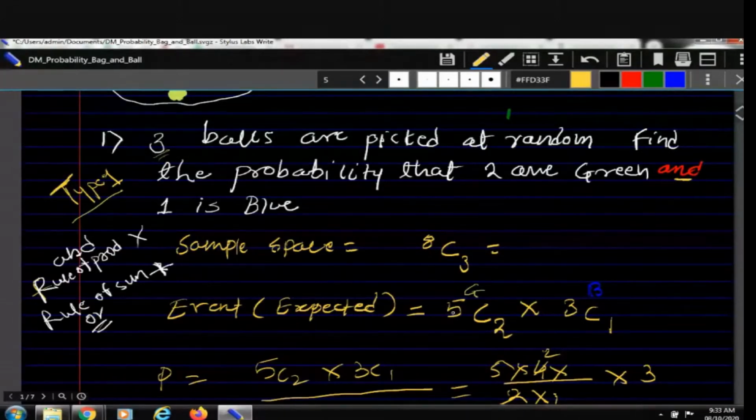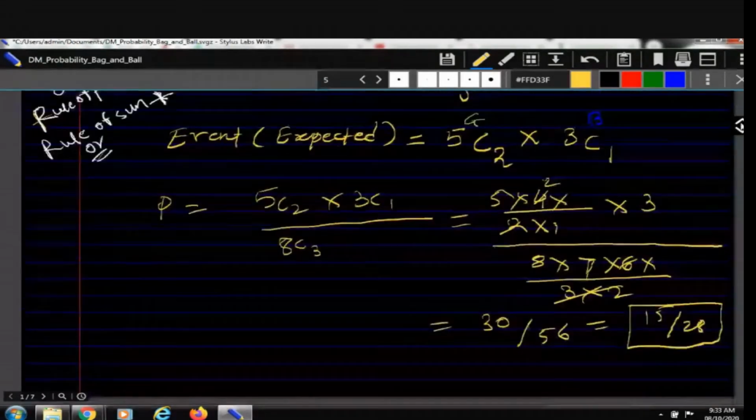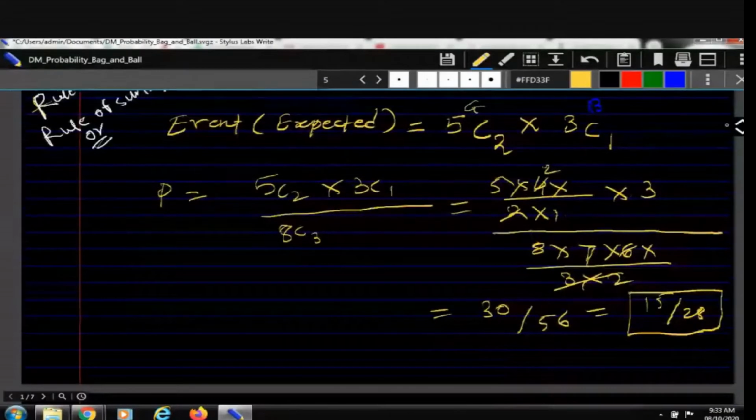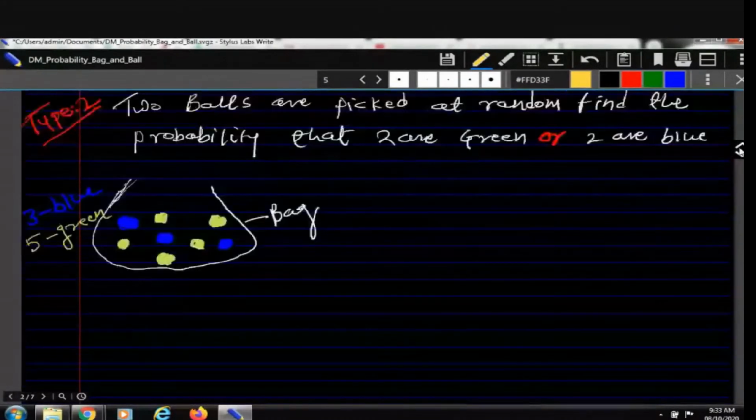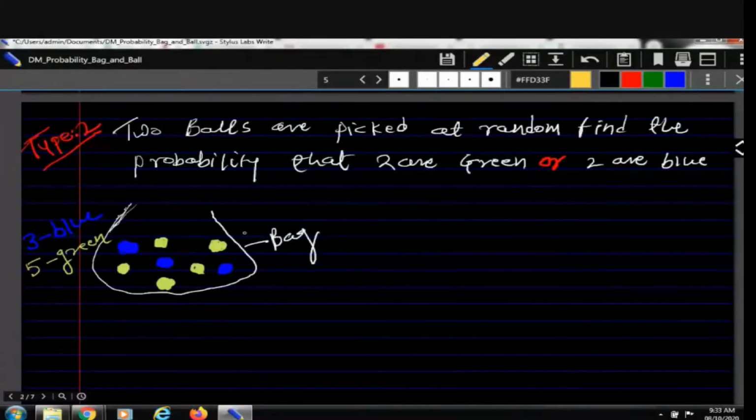So 2 green balls can be picked out of 5, and 1 blue ball can be picked out of 3. And as it is telling, and means a product of this. So solve it and you will get your final answer. So this is the type 1 problem on the bag and ball. Now type 2 problem.